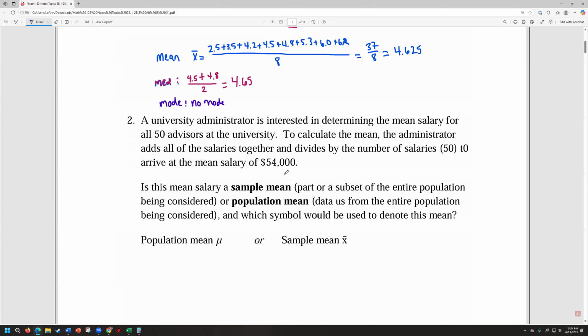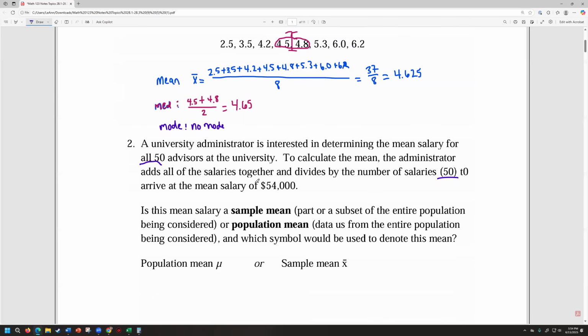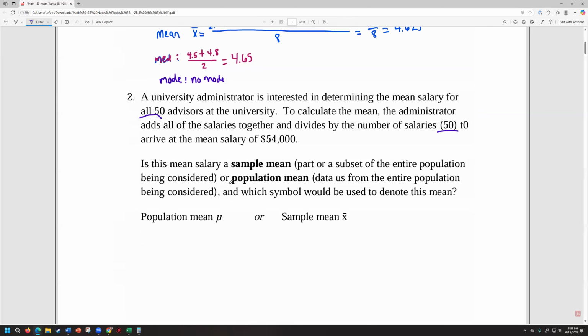They did use everybody in the group. Since there were all 50 advisors and they're telling me that they added them all together and divided by 50, they did not do what we had Susan do. Susan said, I have 35 plants, but she only measured 8 of them. She did a sample. Since we are taking all 50 of the advisors and using every single one of their salaries, then to get the mean of the salaries for the advisors, we would say, yes, this is the population of our entire university since all 50 advisors were used because they only were looking at advisors. Okay. So this would be a population mean.